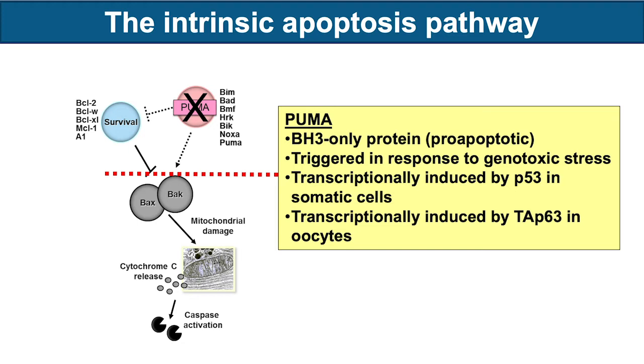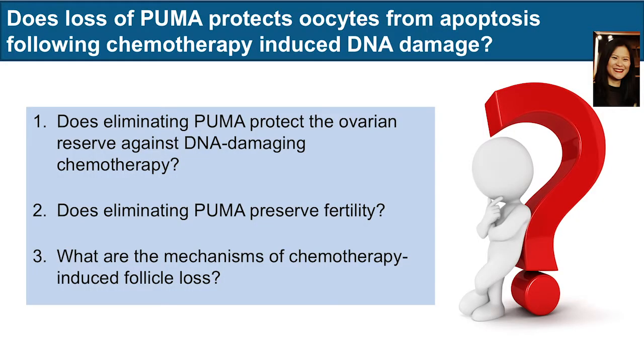In somatic cells, it's transcriptionally induced by P53, and we showed a number of years ago now that in oocytes, it's actually transcriptionally induced by P63. And you'll hear a little bit more about P63 later in the day with Soo-Yoon Kim speaking. And so a PhD student in the lab 3 years ago now started investigating these three questions. Does eliminating Puma protect the ovarian reserve against DNA-damaging chemotherapy? And would this, in fact, preserve fertility? And finally, what are the mechanisms of chemotherapy-induced follicle loss?